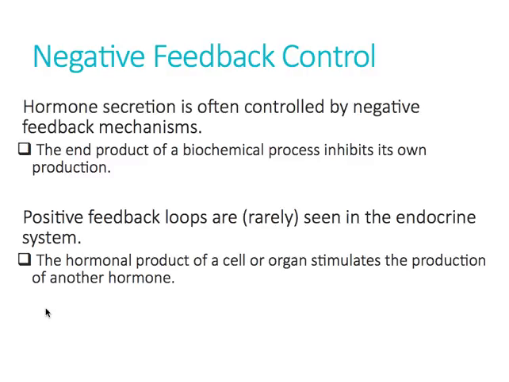Hormone secretion, for the most part, is controlled by negative feedback mechanisms. A negative feedback, if you remember, is when the end product of some type of reaction or process goes back after it's made to stop any more from being made. Positive feedback loops do occur, but they're less common. In this situation, some hormonal product of some action will stimulate the production of another hormone or more of the same hormone.